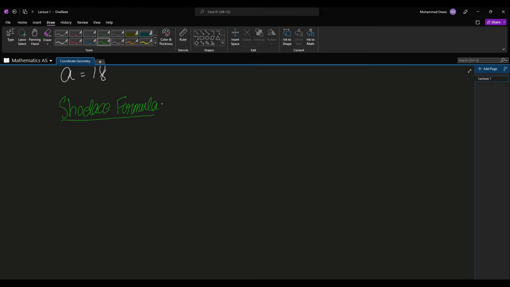Now then, what is the shoelace formula? The shoelace formula is a formula used to find the area of any object whose coordinates are known. So then, let us draw a small object whose coordinates we can find, whose coordinates we have been given.